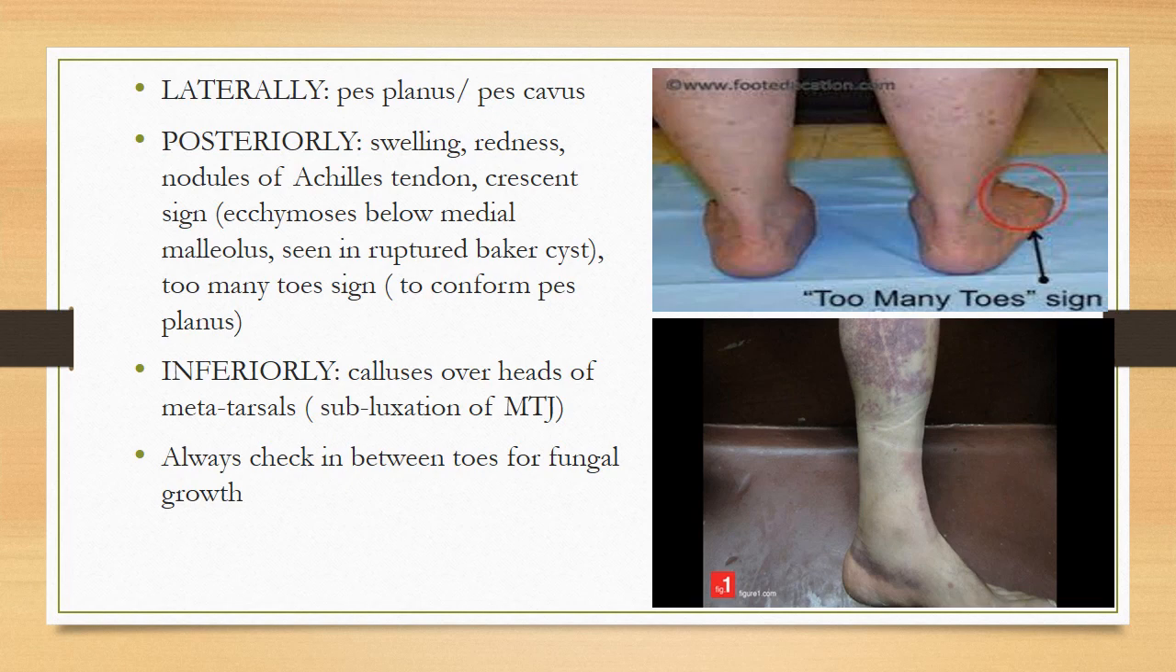Then comes inferior. On the inferior aspect, you have to look for any calluses over the heads of the metatarsals, which are suggestive of subluxation of the metatarsophalangeal joints. And then we always have to check in between the toes for fungal growth. It can be a critical error in some of the examinations.